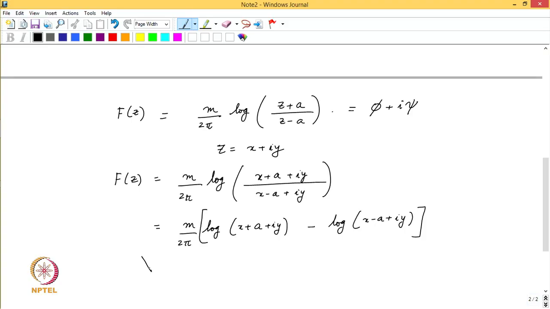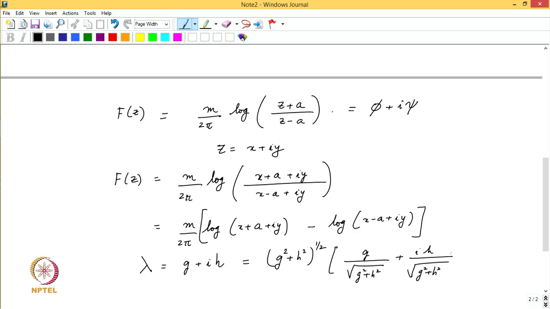We know that if we have a complex number lambda, which is say g plus iota h, where g and h are real numbers, then I can write this complex number lambda in the following way. I could write this as square root of g square plus h square, which is basically the magnitude of lambda, into g by square root of g square plus h square plus iota times h by square root of g square plus h square.